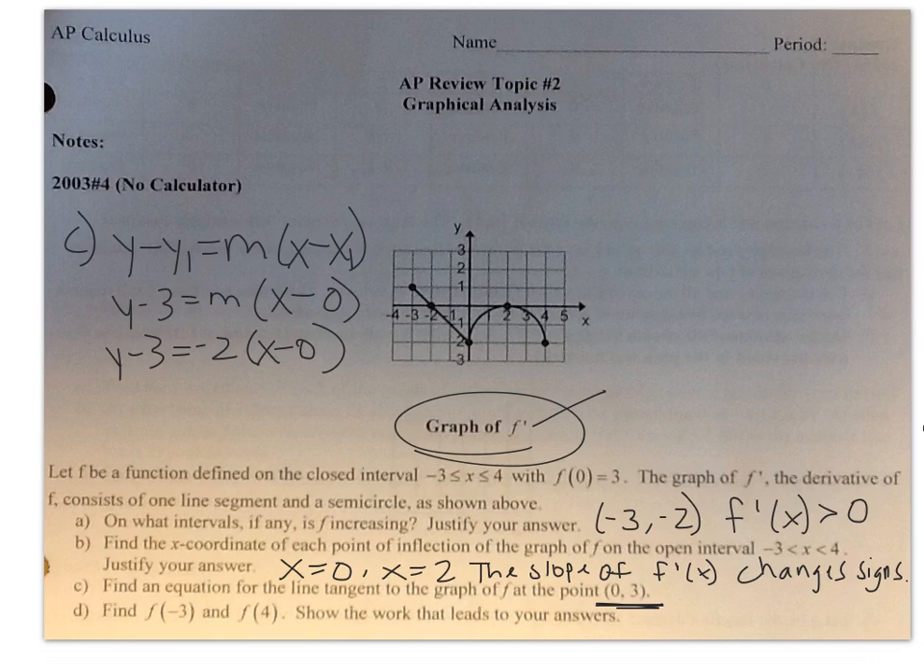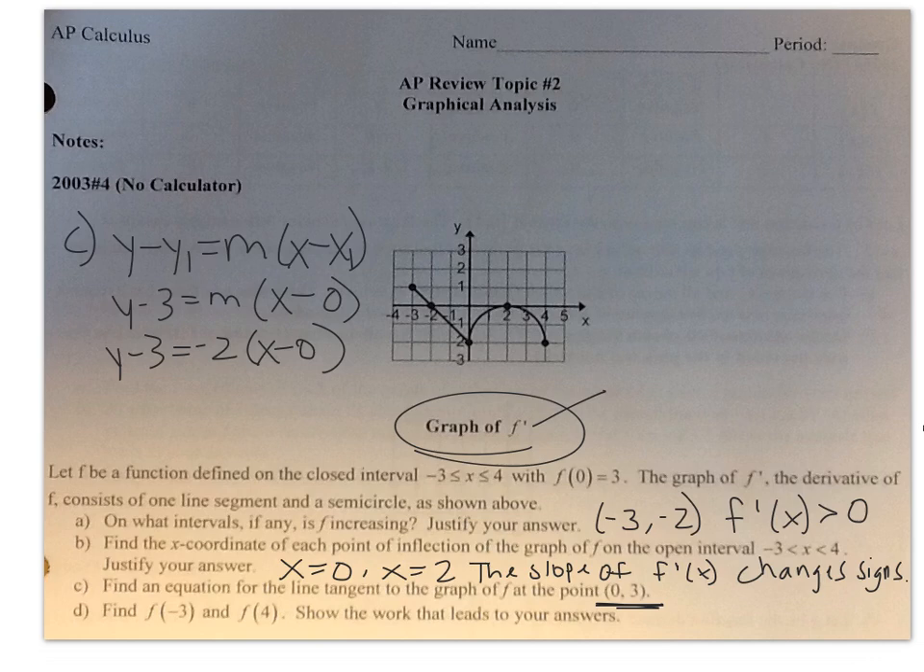All right, part D is the last part. Often on AP questions, the last part is the hardest part. That's not always true. There are definitely lots of exceptions to that. But I would say more often than not, it is the harder part. So that's the case on this problem. Part D says, find f of -3 and f of 4. Show the work that leads to your answers.